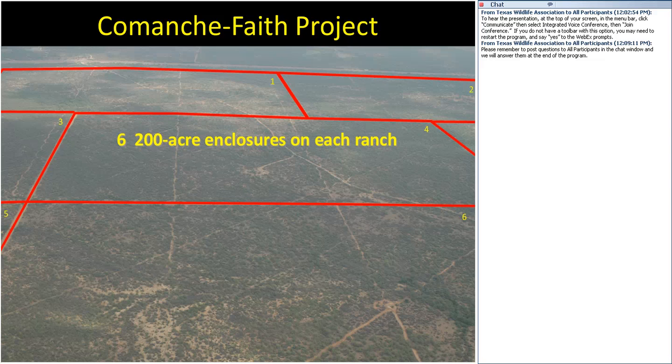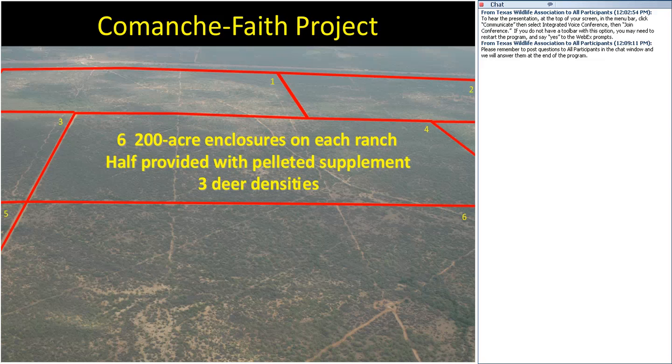And so within the red lines there, on the Comanche Ranch, you can see several of our enclosures. I've got a number. Enclosure 5 is kind of off to the left of the screen. You just barely see a corner of it. But I wanted to present it this way to kind of give you a scale of this study. It's a big scale study. And there was a similar design of 6 200-acre enclosures on the Faith Ranch as well. So we had 12 enclosures as part of this study.